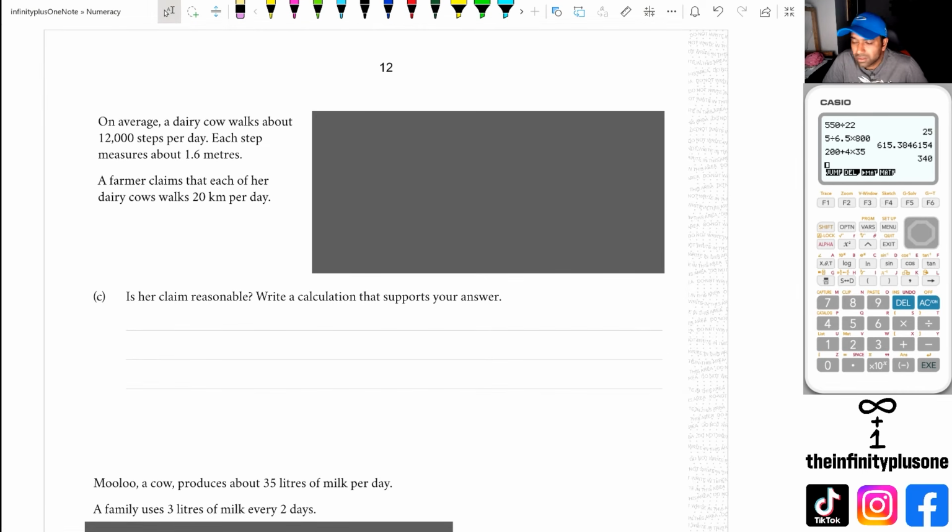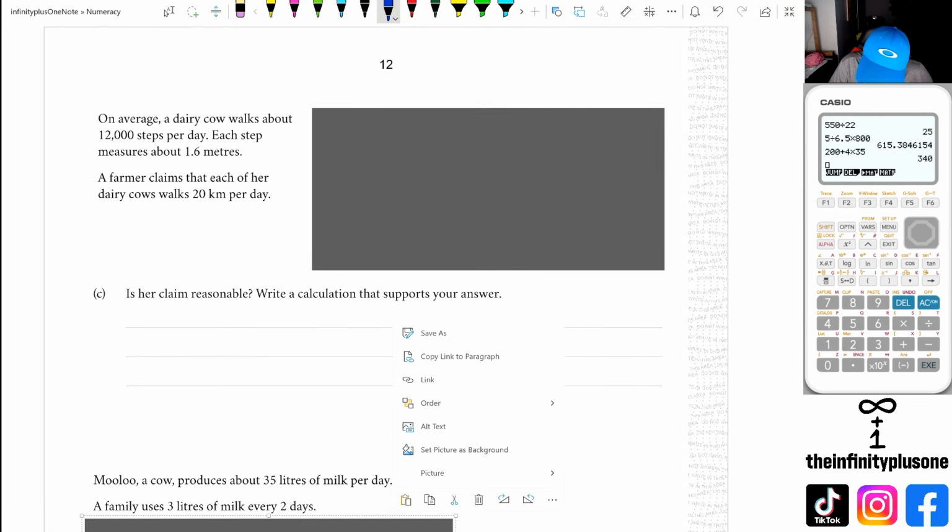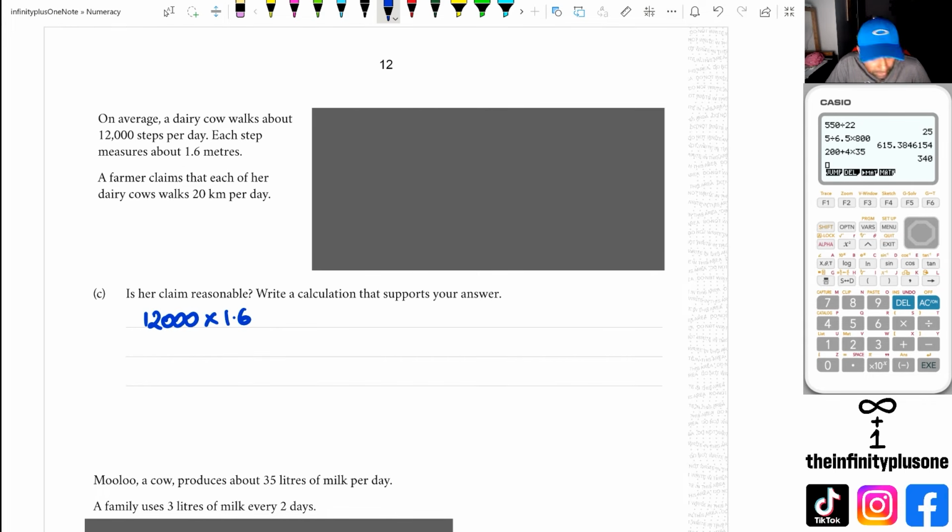Let's go to the next one here. Question C. On average, dairy cows walk about 12,000 steps a day. Each step measures about 1.6 meters. A farmer claims that each of her dairy cows walks 20 k's per day. So let's work this out. We're going to go 12,000 steps per day, and each step is 1.6 meters. So 12,000 multiplied by 1.6. When we do this, we are going to get 19,200 meters, which is also known as 19.2 kilometers.